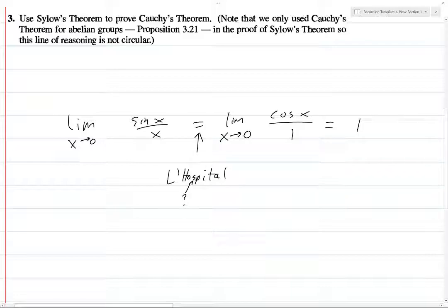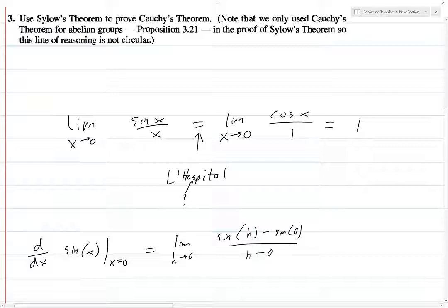But anyways, this is actually circular arguing, because how do we prove that the derivative of sine x is cosine x? The derivative of sine x evaluated at x equals 0 is just the limit as h goes to 0 of sine of 0 plus h minus sine 0 over h minus 0, which is the limit as h goes to 0 of sine h over h. And look, that's exactly what we're trying to prove here.